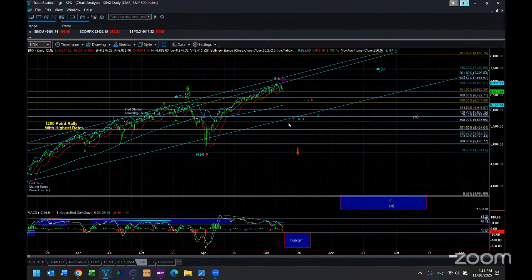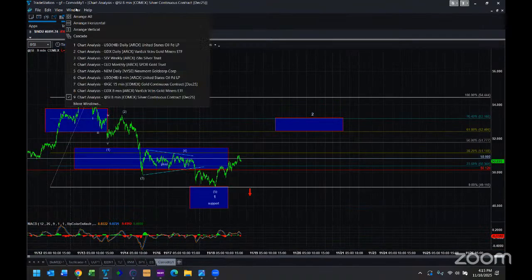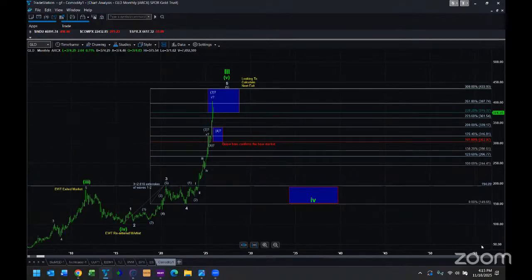That is my larger degree S&P 500 analysis. Let's start looking at the metals because I know a lot of people are always interested in metals. I am going to start with my gold, my GLD monthly chart.